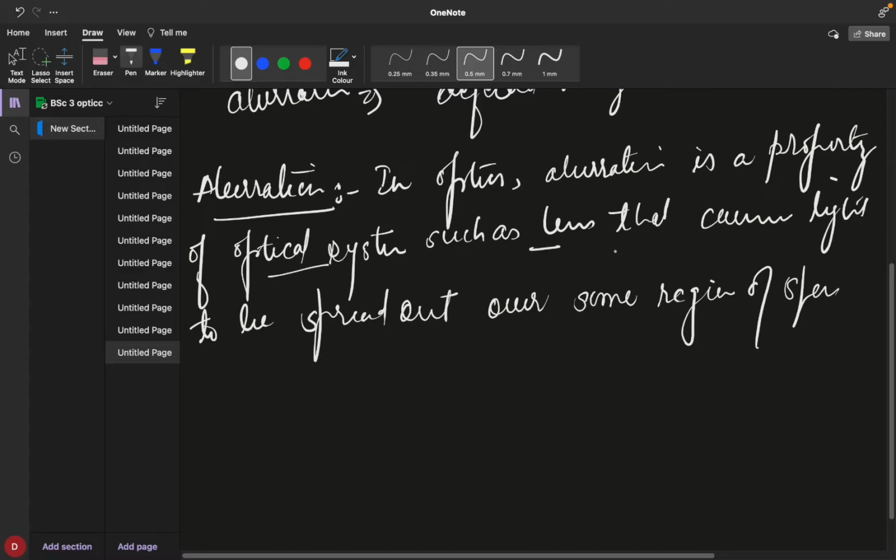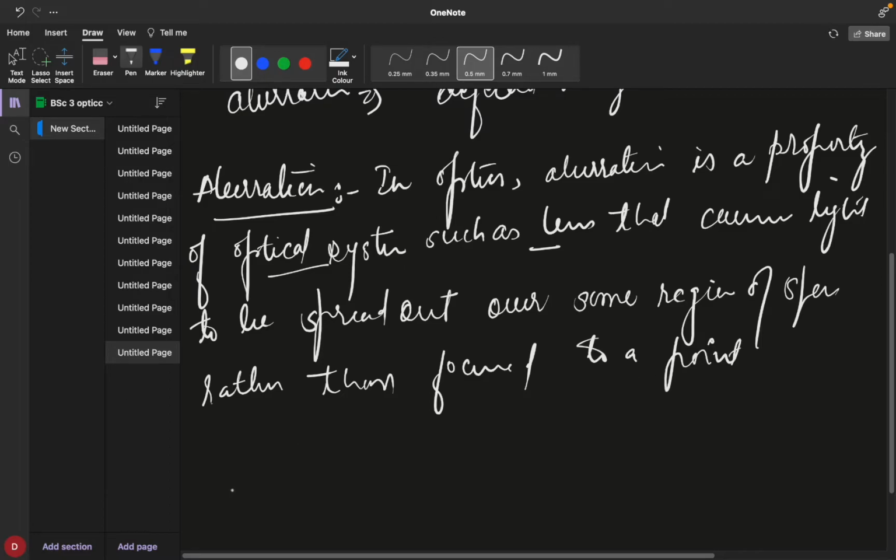Optical systems like lenses, telescope, microscope, can be anything. All right, lenses cause light to be spread out over some region of space rather than focused to a point.